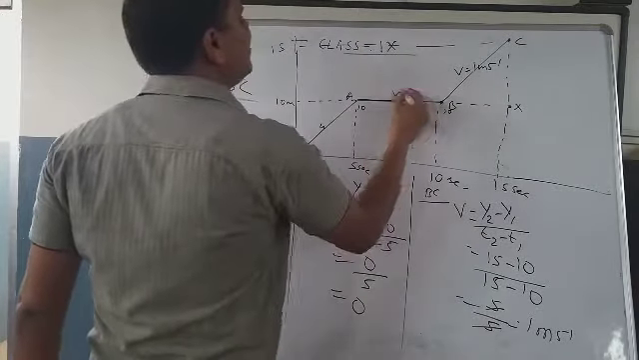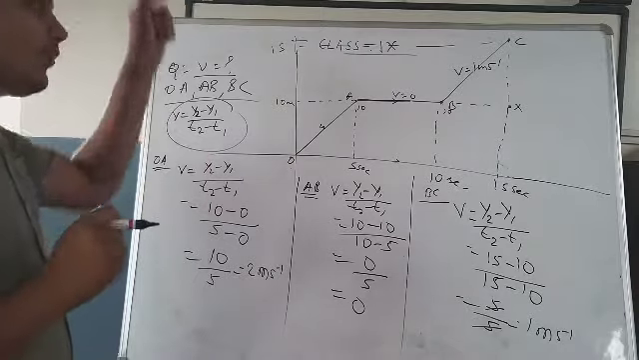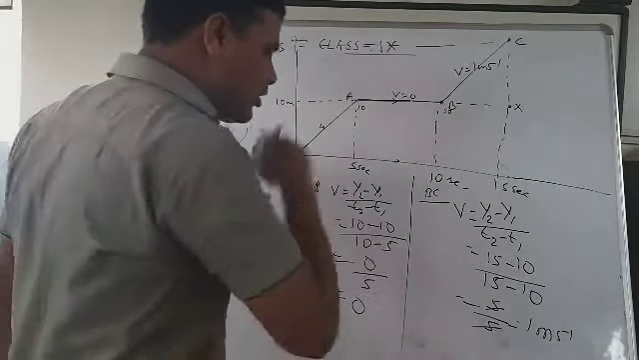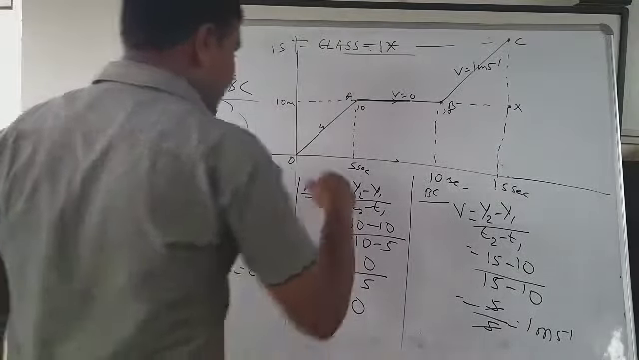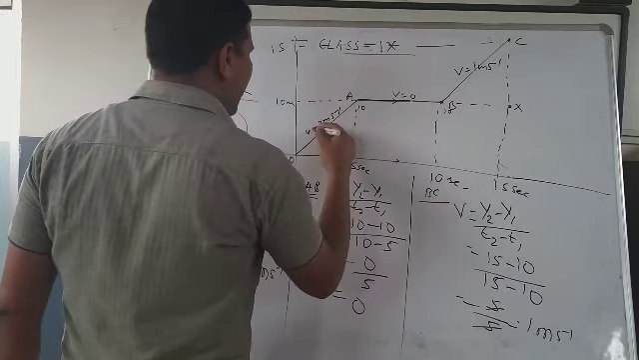Here you have got velocity 0. Why velocity 0? It does not mean that the body is at rest. The body is moving with uniform velocity. It is neither increasing the velocity nor decreasing the velocity. And for this part we have got 2 meter per second.